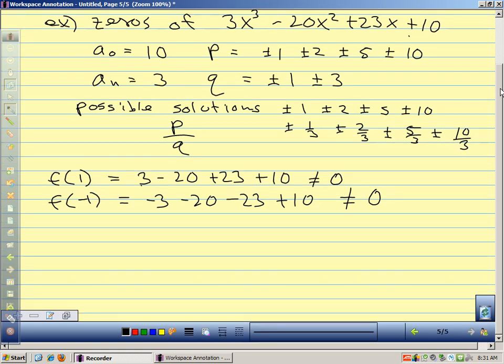So we're going to use synthetic division to test another one. So let's test x minus 2. So we're going to use synthetic division with 2, and we're going to put 3, minus 20, 23, and 10 here.